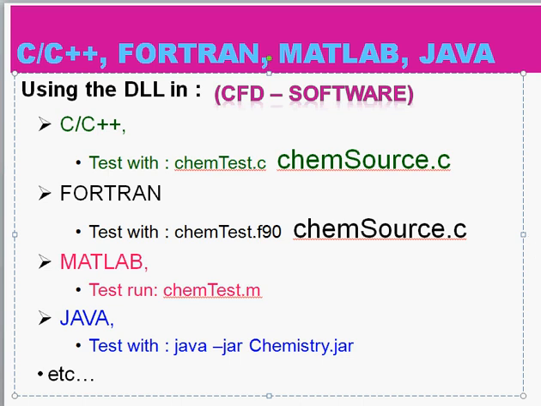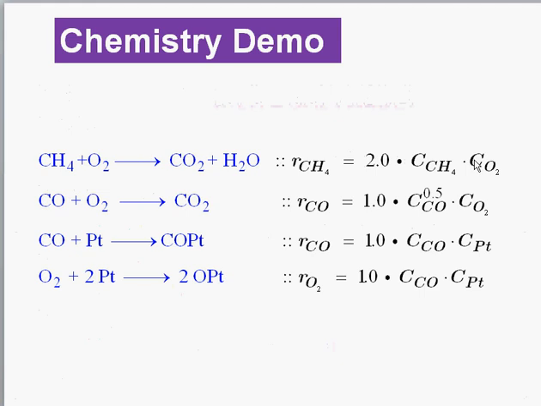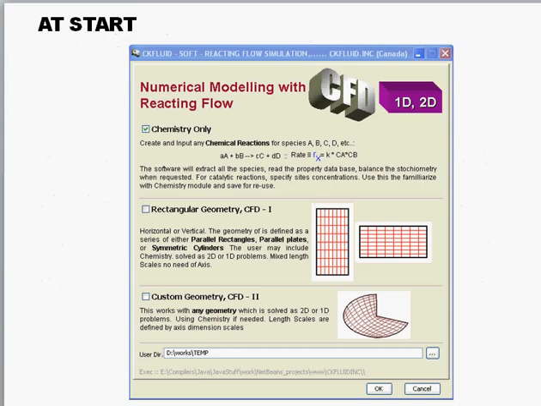In this chemistry demo, we're just going to show how to supply the rates and the stoichiometry of reactions inside the CKFLUIDSOFT program. So these are a list of reactions that we will show how the user may supply inside the software. Once we start, we obtain this window here. We select the first point, and then we supply the directory where we want our data to be stored.